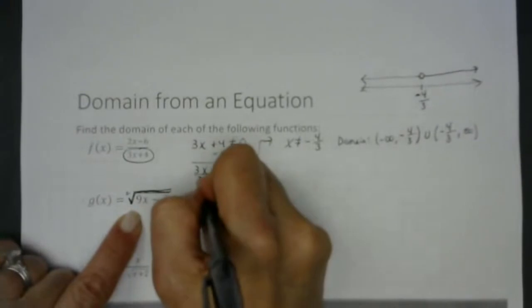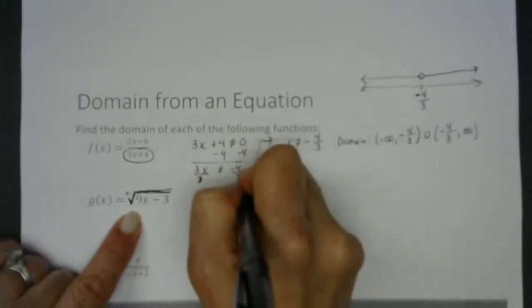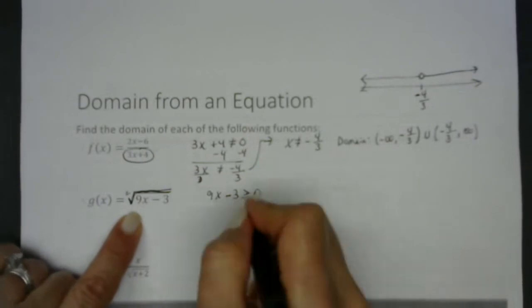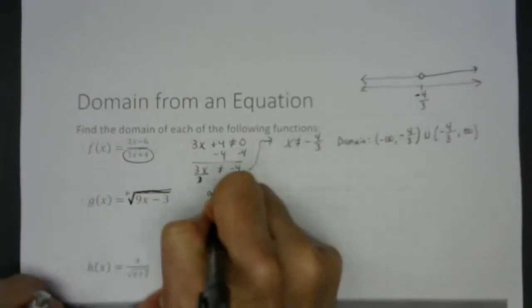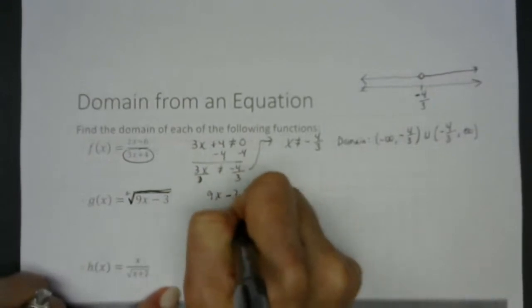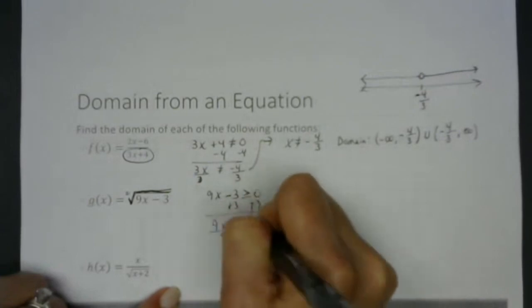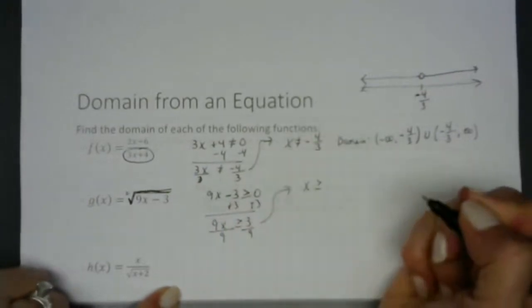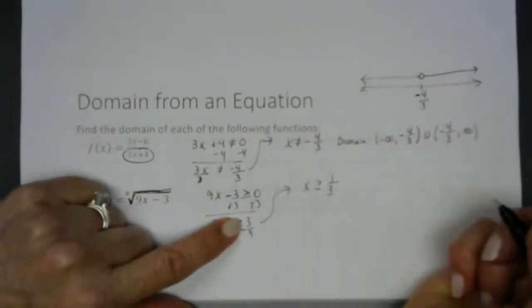So what I have to do here is say the 9x minus 3 can't be negative. That means it has to be greater than or equal to 0. And let's solve for x. Add the 3. Then 9x has to be greater than or equal to 3. Divide by 9. So then x has to be greater than or equal to 3/9, which of course reduces to 1/3.